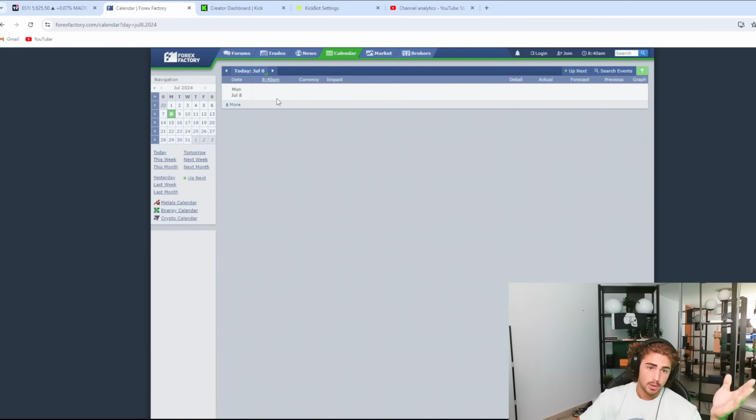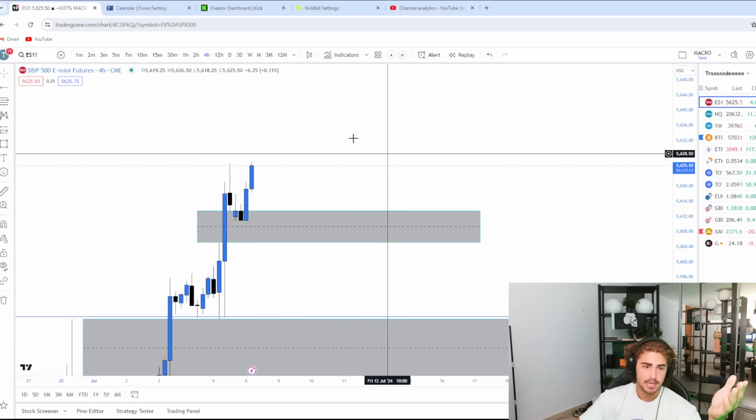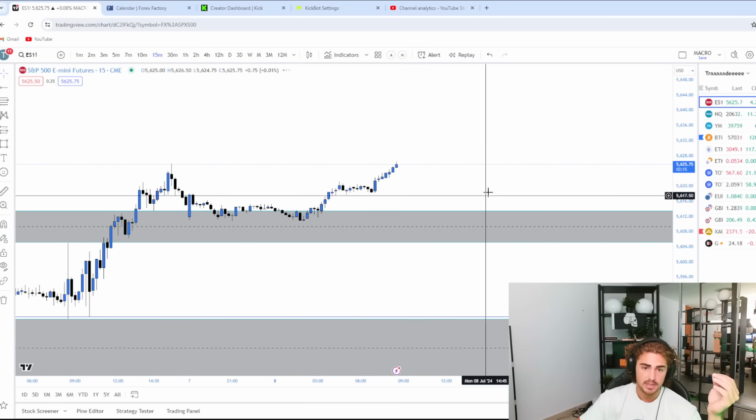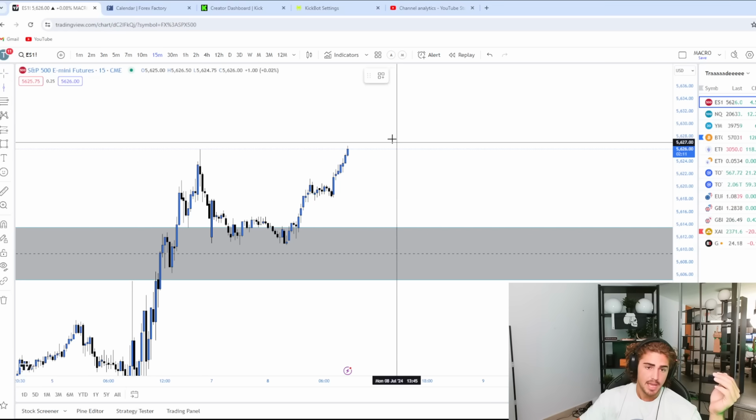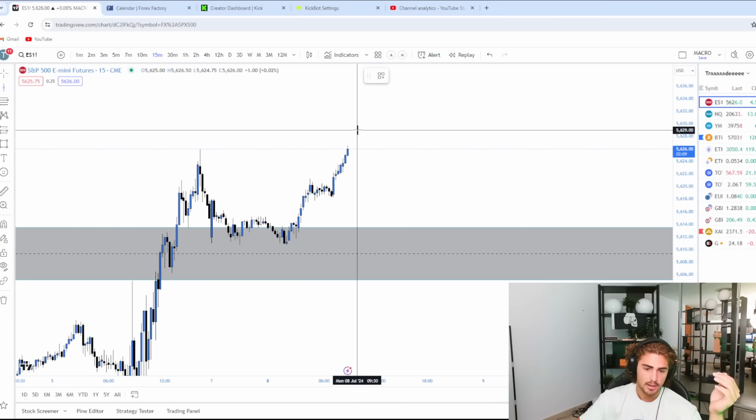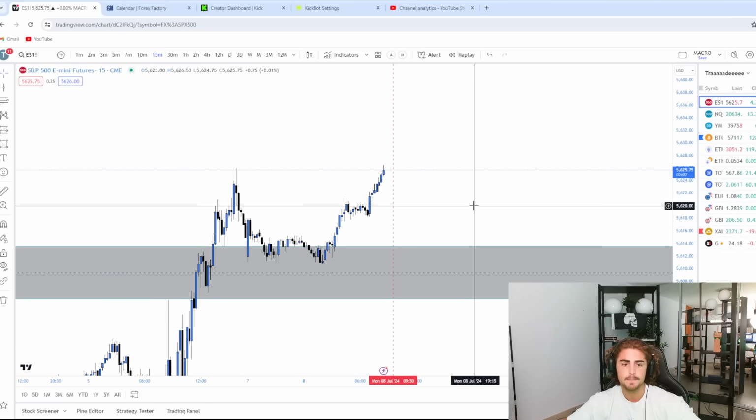However, does that mean I'm going to force a long or try and force a trade? No, because I have to keep in mind that it's a no news Monday on a high impact news week. We're probably going to have very low volatility today and very low volume within the market. So with that being said, I'm going to go ahead and mark out market open right here.